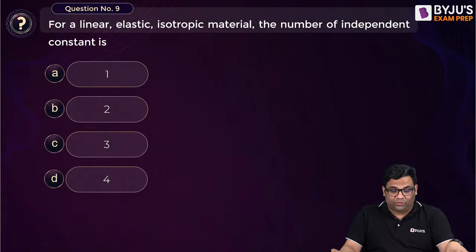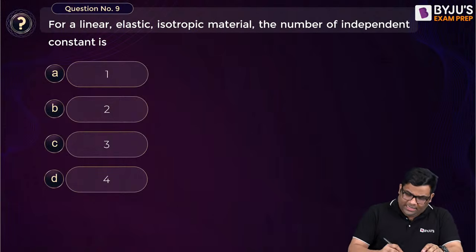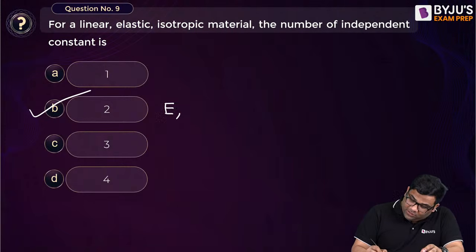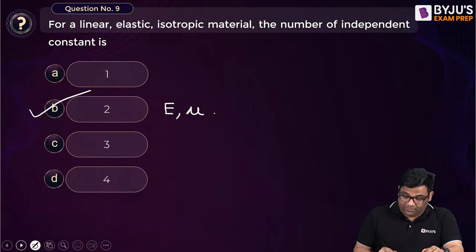Yes. The next question, question number 9. For a linear elastic isotropic material, what is the number of independent constants? Please be fast. We are going slow. Yes, it is 2: modulus of elasticity and Poisson's ratio. Other things we can express in terms of these two.